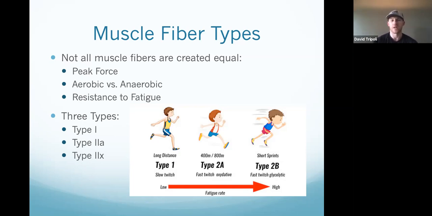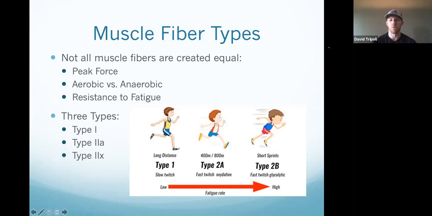But again, some are peak force, so some are very high force production ones. Some are more aerobic, which means they like oxygen. Some are anaerobic, where they don't use oxygen or not as much. And then some are more resistant to fatigue, some fatigue quicker. Again, there's a chart in your book, I'm pretty sure, that explains it really well. And again, we're just looking at fatigue in this picture here.